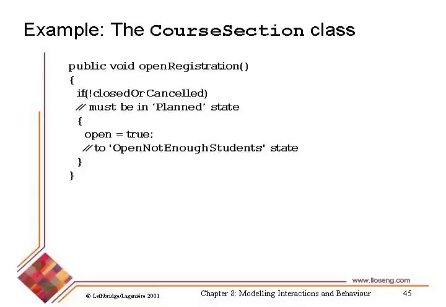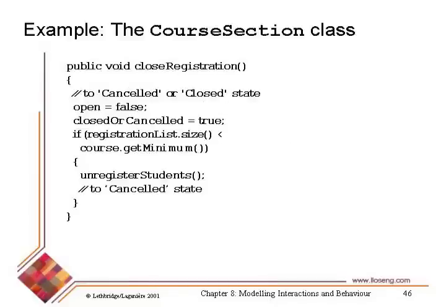Open registration says if we're not closed or cancelled, because we must be in planned state, then I'm going to set open to true. It takes me into the open state. And by default, open not enough students because my student list is empty. And I have close registration doing similar kinds of things. And request to register. I'll let you look at this code in detail.